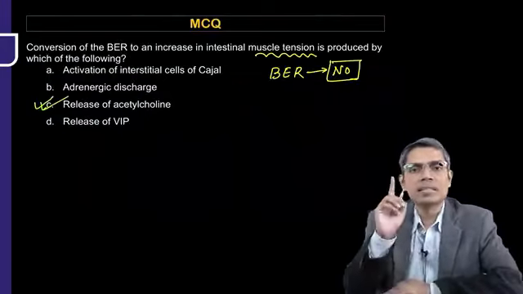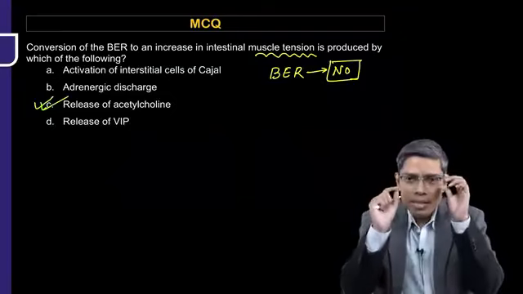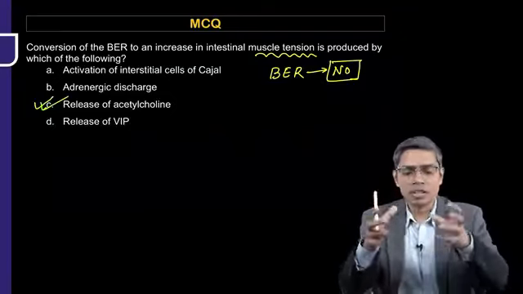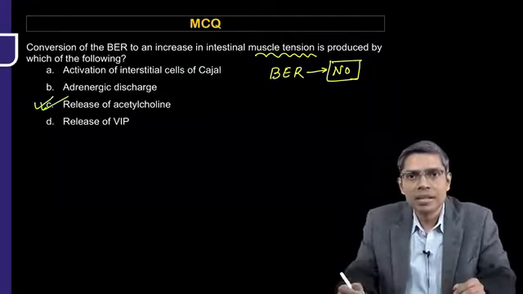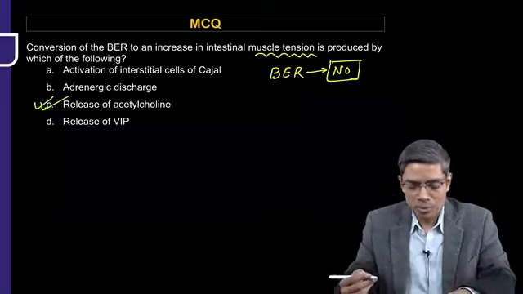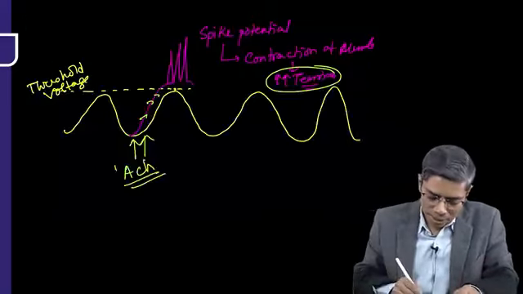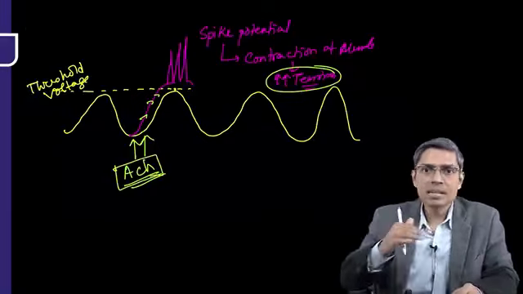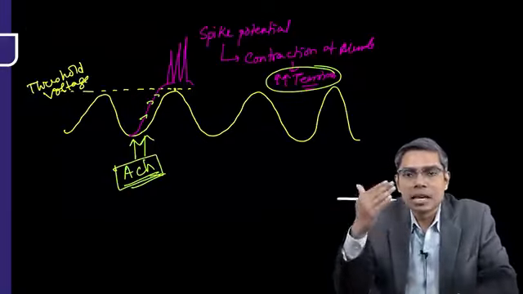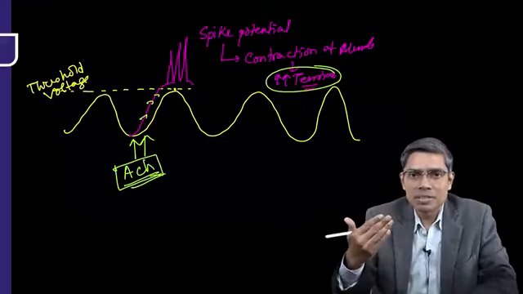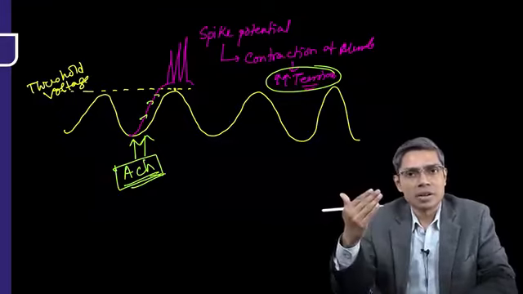Acetylcholine is released from the parasympathetic system. All of you know that in the presence of parasympathetic stimulation, there will be contraction of the GI smooth muscle. Your motility will be increased right there. So how is acetylcholine causing increased contraction of the smooth muscle? This is the reason. In the presence of acetylcholine, the BER will go above the threshold voltage, and whenever the BER goes above the threshold voltage, spike potential will be generated that will cause muscle contraction.